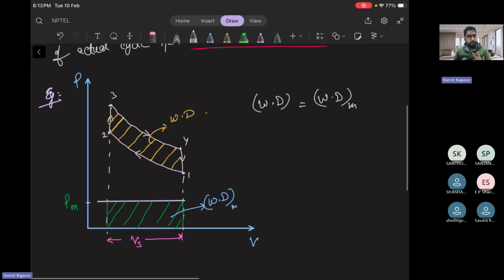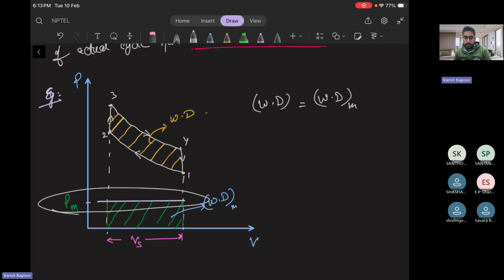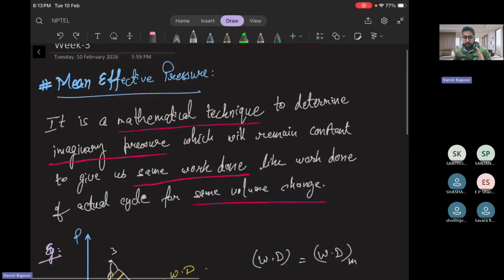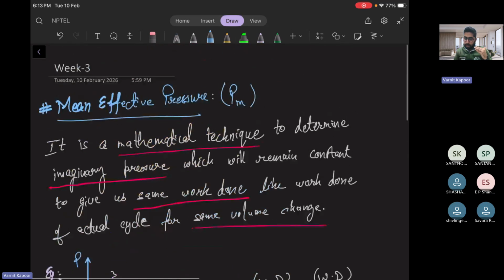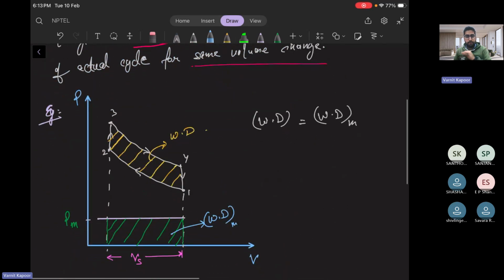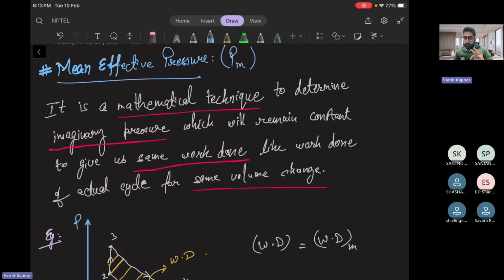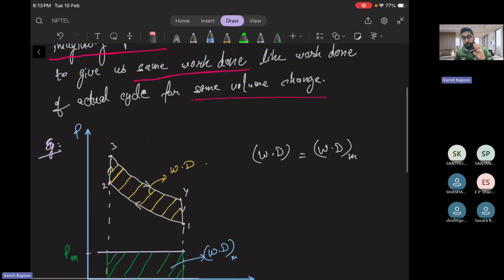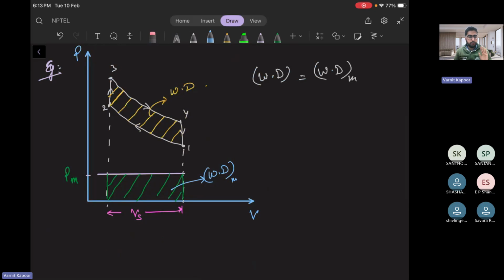The swept volume is the same from 1 to 2 point for both of them, and the pressure is constant. It's a constant horizontal line. So this is the meaning of a mean effective pressure. It's a mathematical technique to determine an imaginary pressure. PM is an imaginary pressure which remains constant, our horizontal line, that gives us the same work done. So work done and work done subscript M will be the same as the actual cycle for the same volume change. So swept volume from 1 to 2 is also the same.